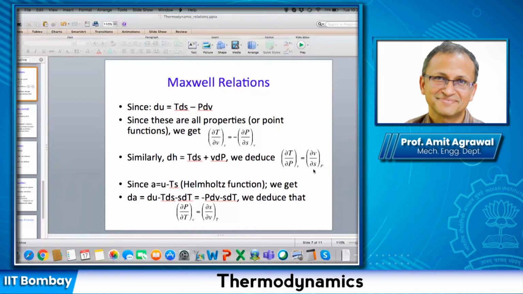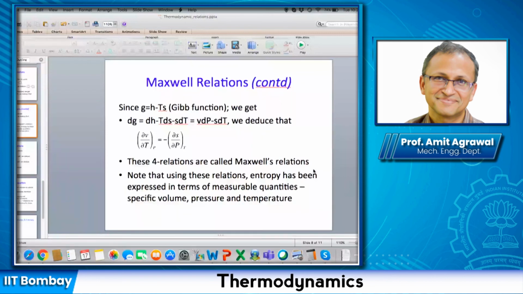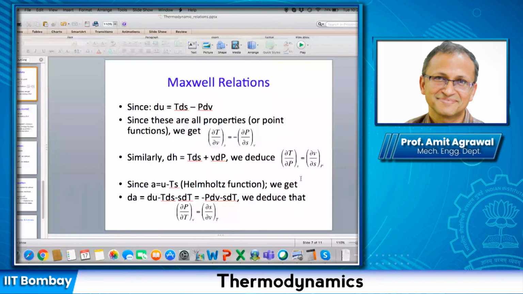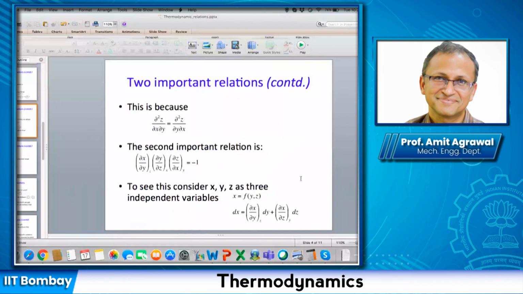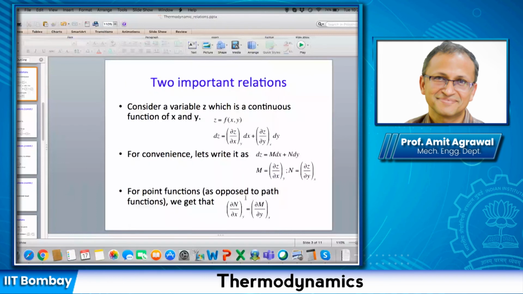So you can see that it's very interesting that you are able to write out these relationships. And as we said in the very beginning, the whole idea is to be able to write out these relationships in terms of quantities which are measurable. And that's what Maxwell's relations allow us to do. Now, once you have gotten a hang of this, you can see that I can write out not just these four relationships. The simple calculus that we have shown here in just a few slides can be used to write out a whole host of relationships.